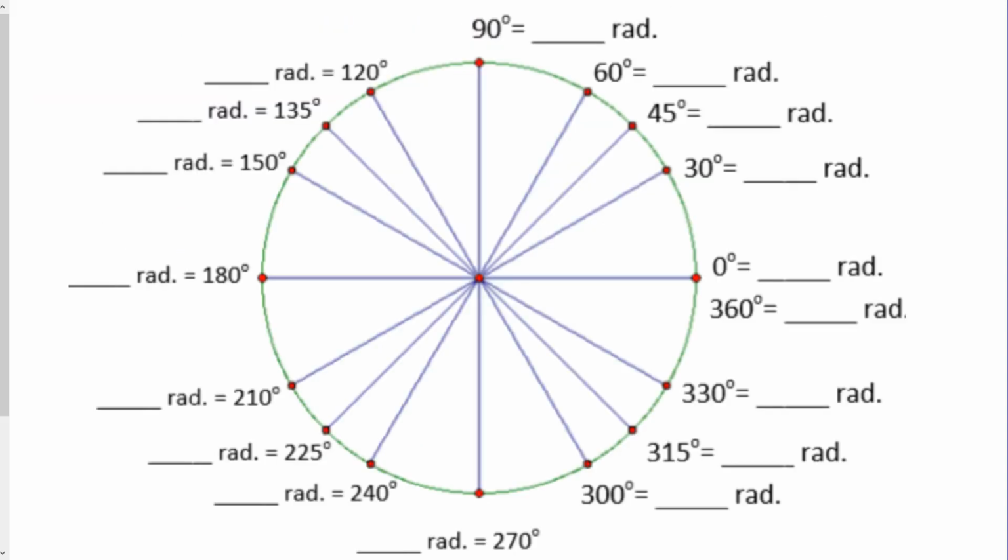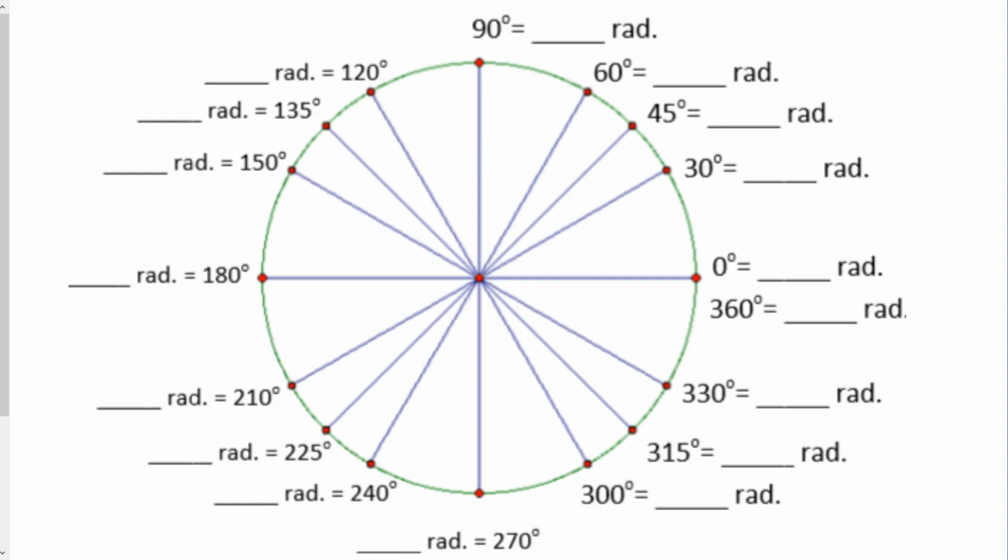Okay, so when it comes to all of our common angles and the unit circle, we're going to use fractions. So let's work our way around the unit circle. These are all the common radian measures you should be able to find, and some of them you're going to memorize and others you're just going to work out as you go.